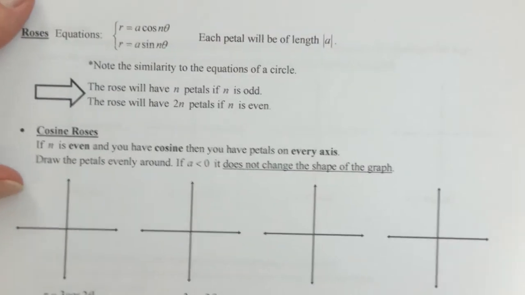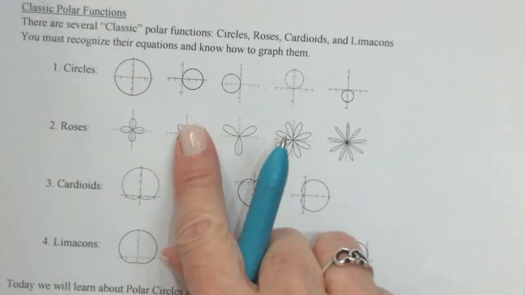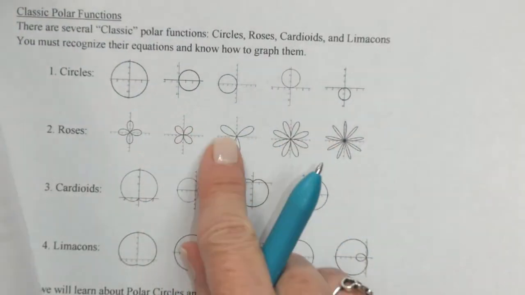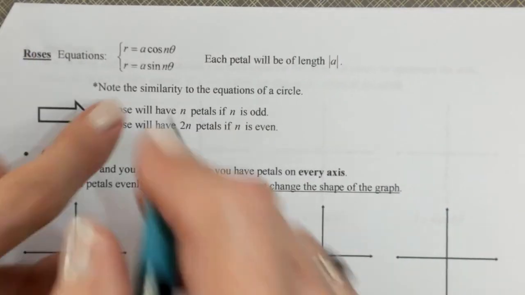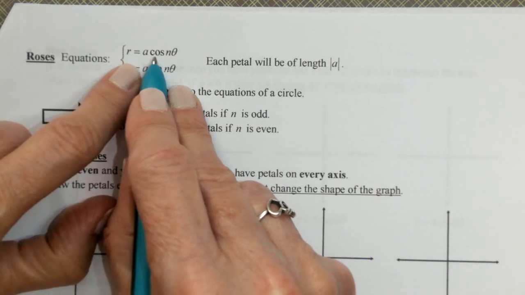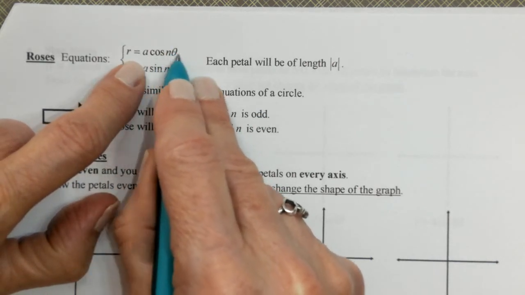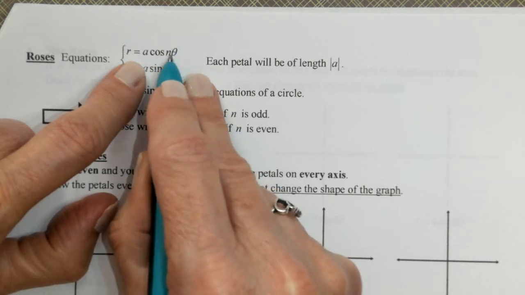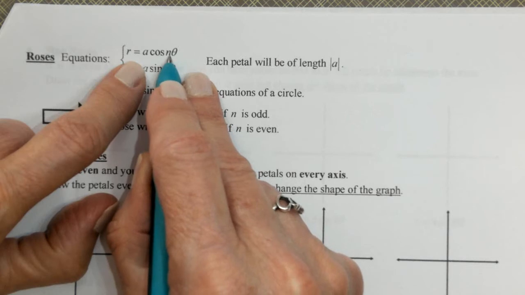Okay? Our next type are the roses. The roses will look like these. So let's look at those equations. It starts out looking very much like a circle, except it's not just a plain theta. The theta has a coefficient other than 1. Okay?